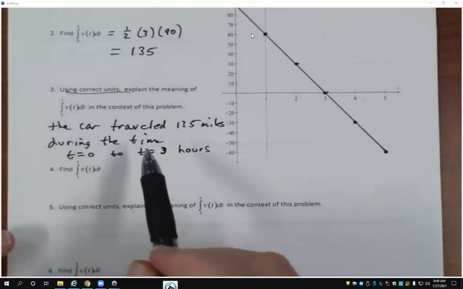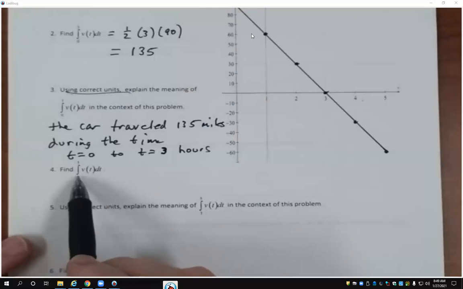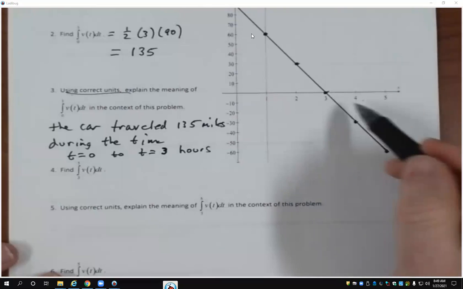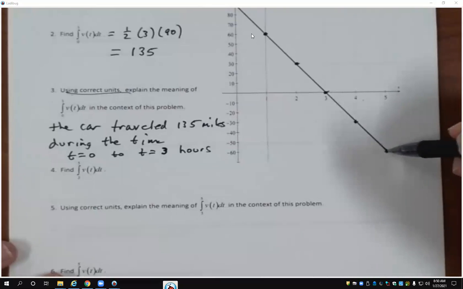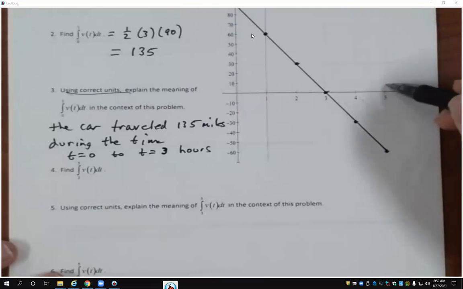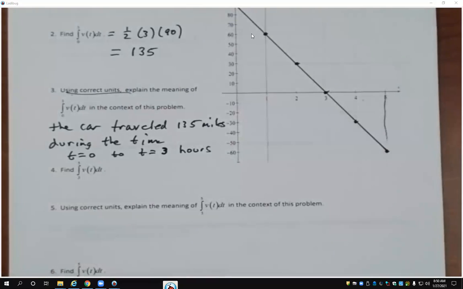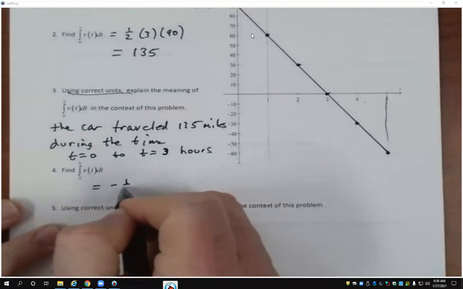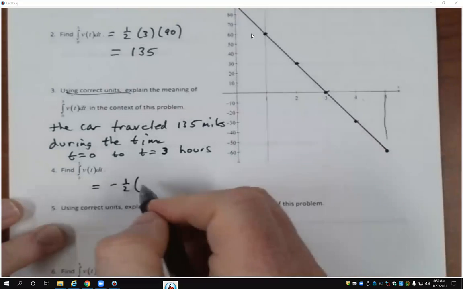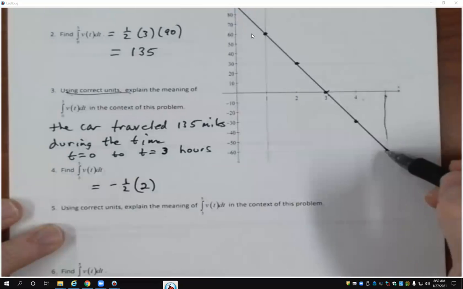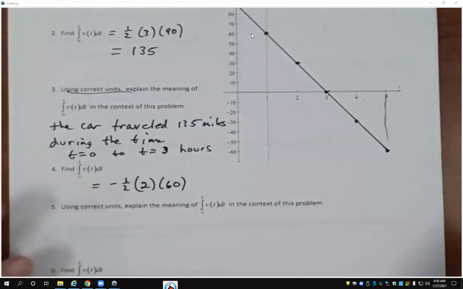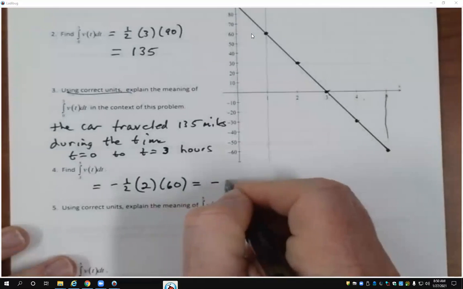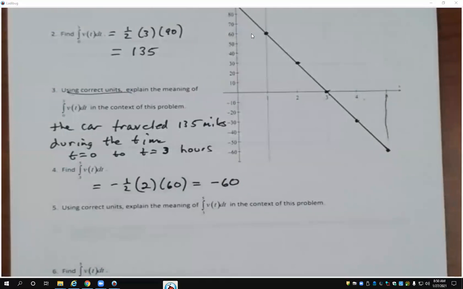All right, next we're going to find the integral from 3 to 5 of v of t dt, which we got to know is negative, right? When we're below the x-axis, this is negative. We're still making a triangle here. Just pretend we have that right there. So this is going to be negative 1/2. My base is 2, and my height is 60. 2 times 60 is 120. Half of 120 is 60, so negative 60.